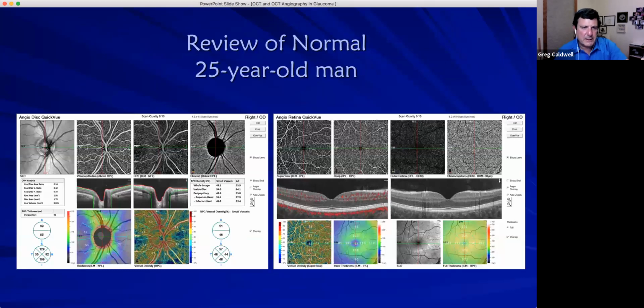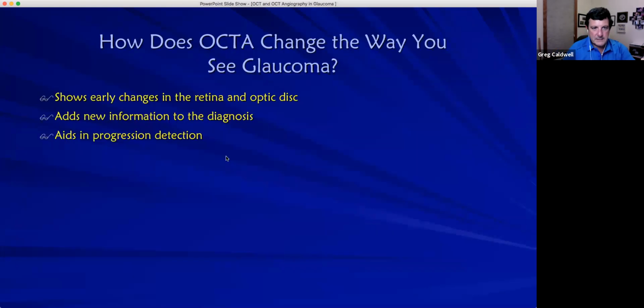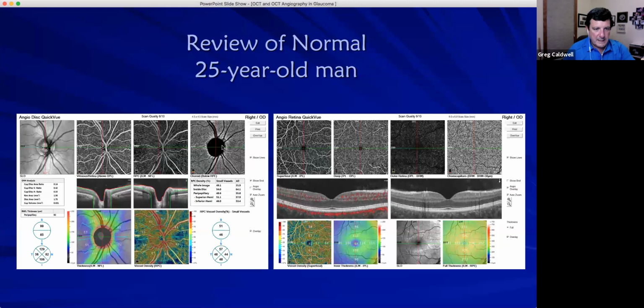So I just want to show you some normal scans here. Here's a review of a normal 25-year-old man. He was an extern of mine, and we're scanning around the optic nerve, and there are 3 scans. There's a choroidal phase. This is what they're calling the radial peripapillary capillary phase, down here between the internal limiting membrane and nerve fiber layer. We're getting out to the vitreous part of the scan.